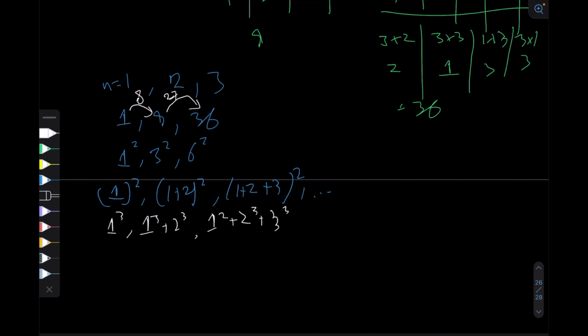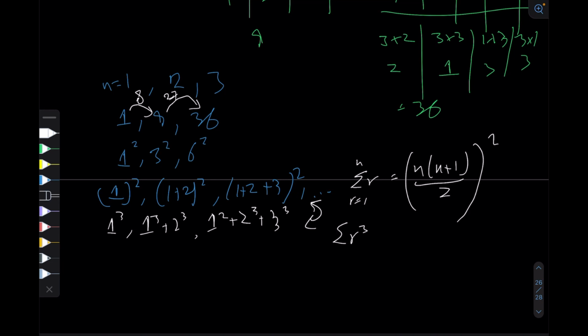And actually both of these are really the same, because the sum of natural numbers from r equals 1 to n is basically n times n plus 1 over 2. And if you want to square them, it would be this. And the sum of the cubes is also actually the same formula. That is easy to prove by induction. Right, so we can go ahead and try to prove this.